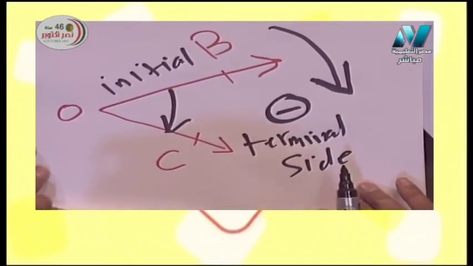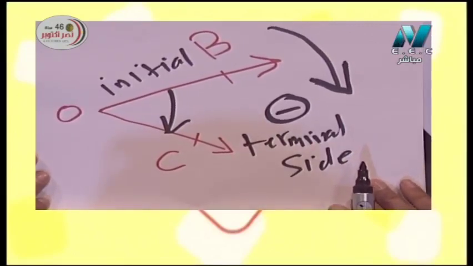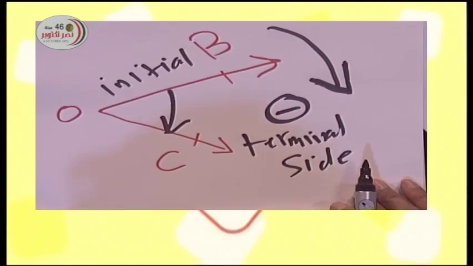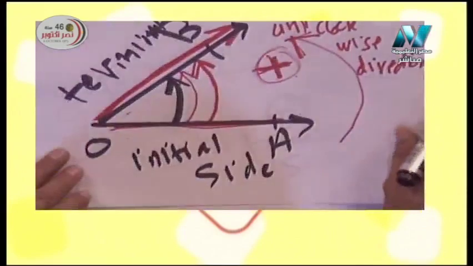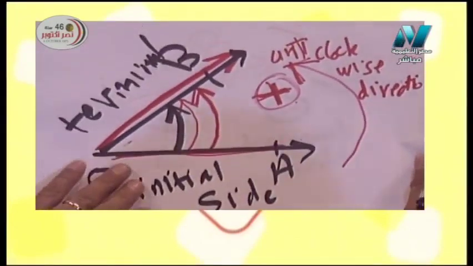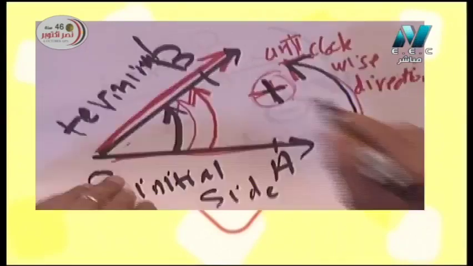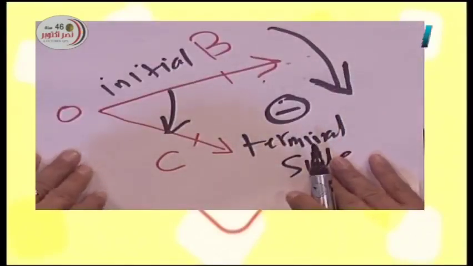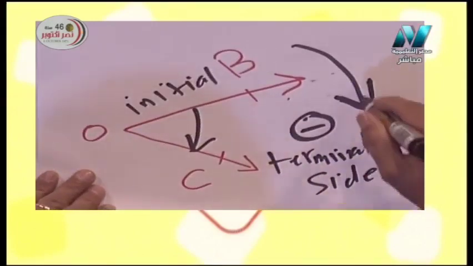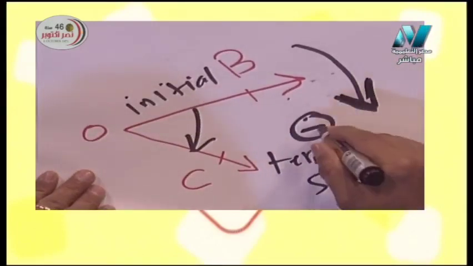So we have two directions for the directed angle. First is positive, which is anti-clockwise. Anti-clockwise direction, like that, will be positive, and this direction, clockwise direction, will be negative.